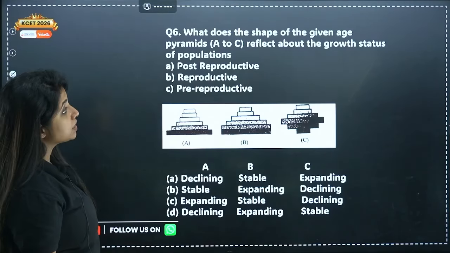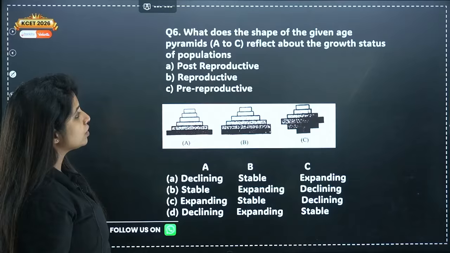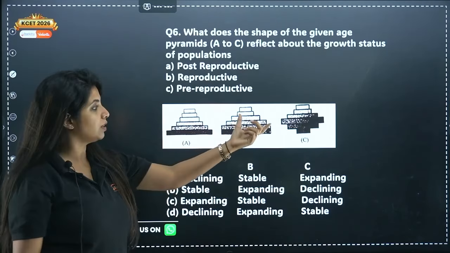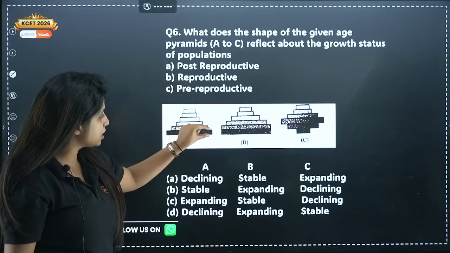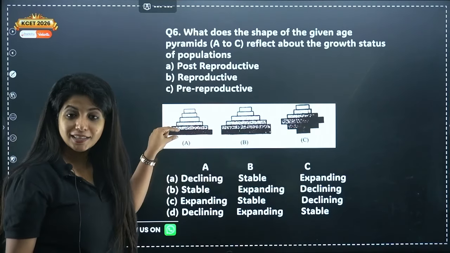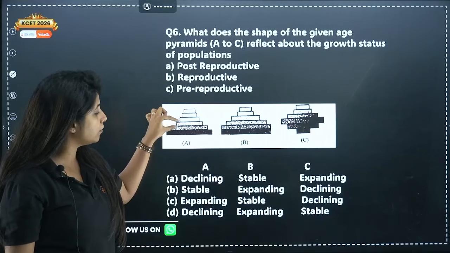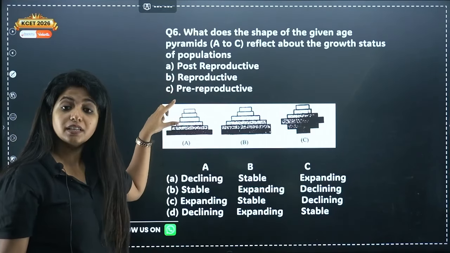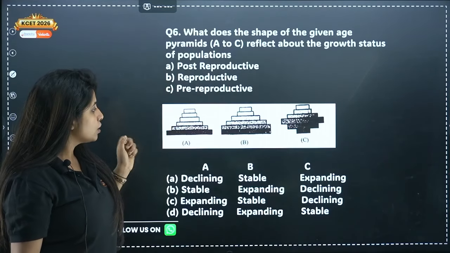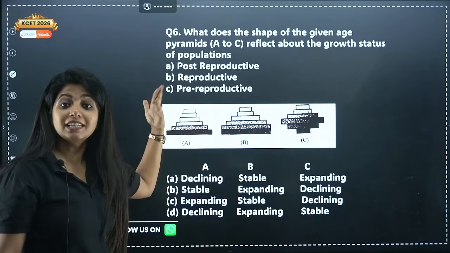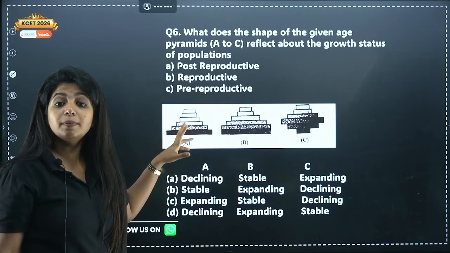Next, what does the shape of the given age pyramids A to C reflect about the growth status? So A, B, C is given. You have to tell what is happening up here. So this is the pre-reproductive age group, as in the ones that will mature and reproduce later. Then you have reproductive and then you have post-reproductive, that is the aged group out there. So if pre-reproductive is in more amount, that means in future they are going to reproduce and increase the population, yes. So can I say it will be expanding?